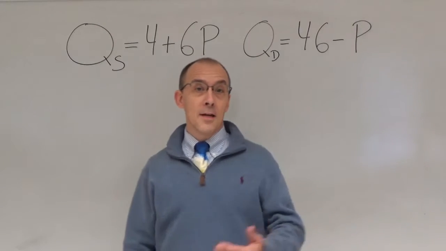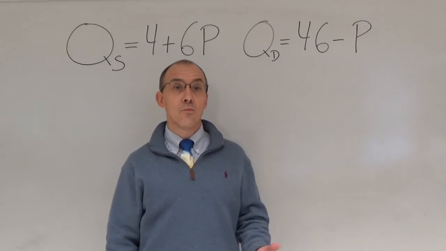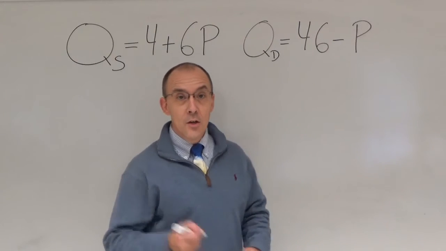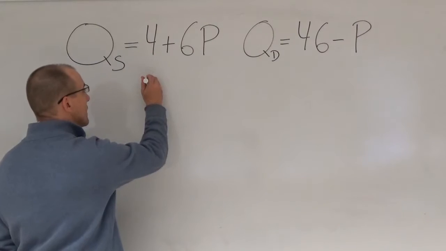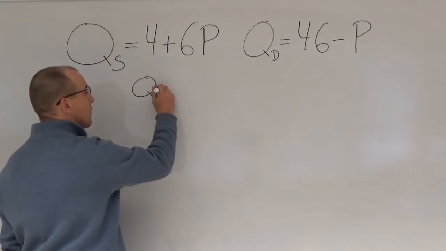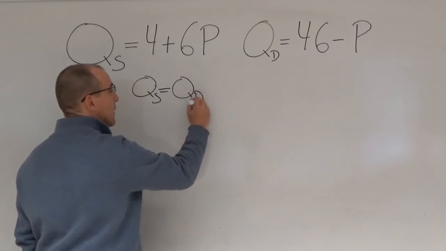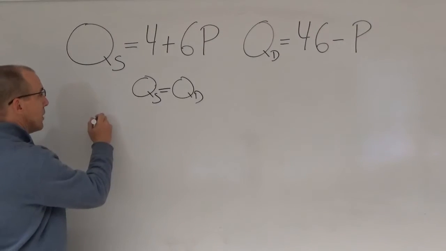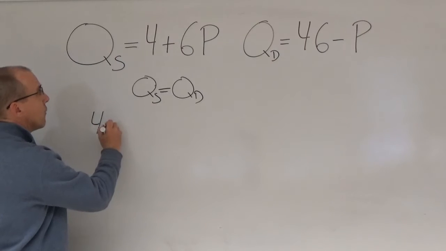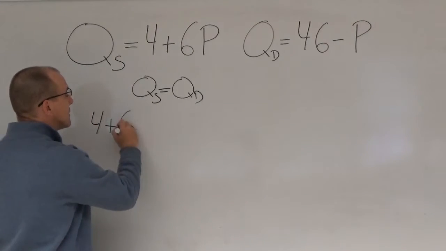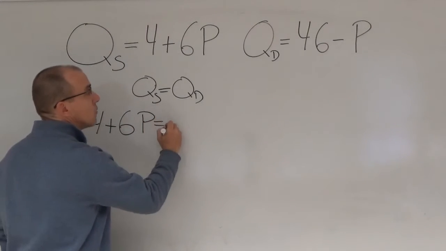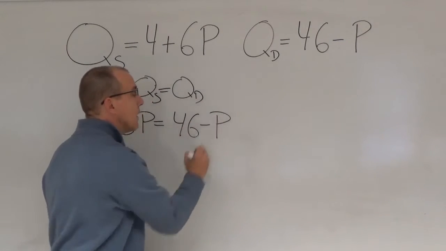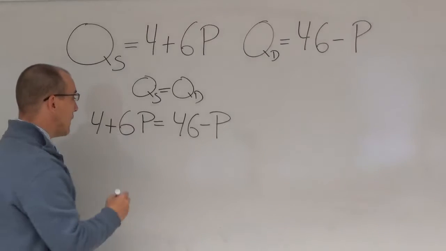Before we can look at the impact of a tax on a market, we first have to see what the natural market equilibrium would be in this situation. So to solve this, we first set our equilibrium condition, quantity supply equals quantity demand, and we put in our equations and basically plug and chug. So we would have 4 plus 6p equals 46 minus p.